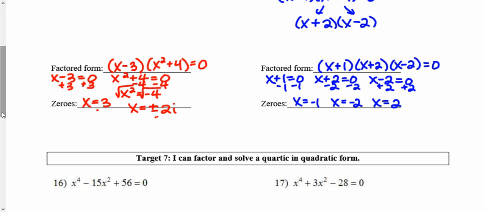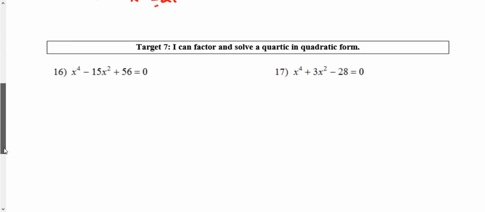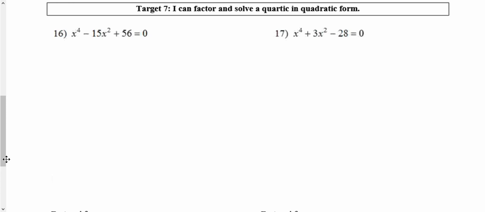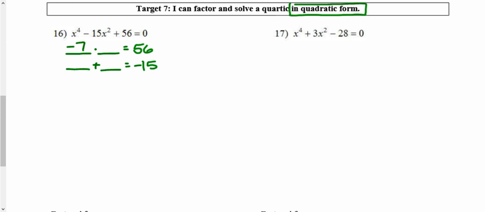Moving on to the last target that's on your quiz. So it says factor and solve a quartic in quadratic form. So again, use the directions to help you. It says in quadratic form because we're actually going to factor this just like we did a quadratic. So it's not a quadratic. We're just going to treat it like it was. So we're going to find numbers that multiply to 56. Remember, a times c. And add to your middle number, which is negative 15. So the numbers that do that are negative 7 and negative 8.